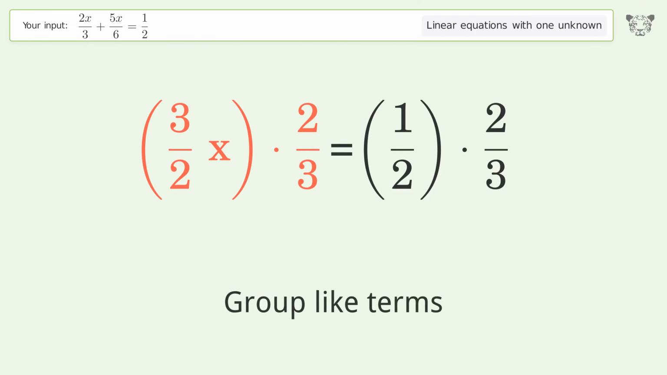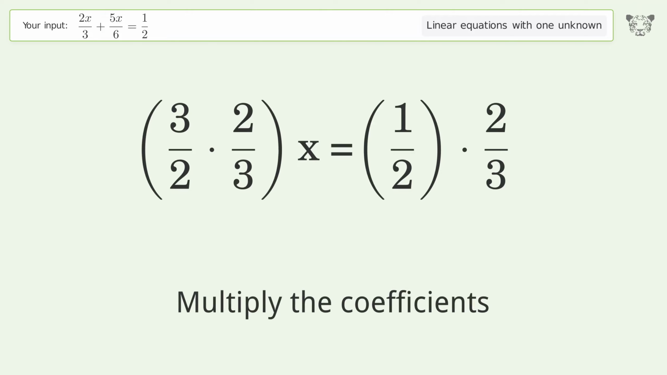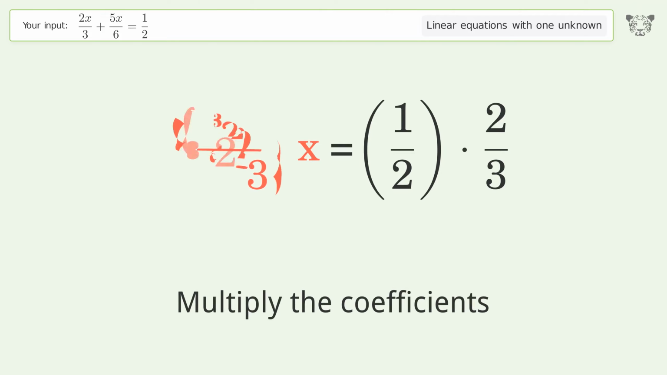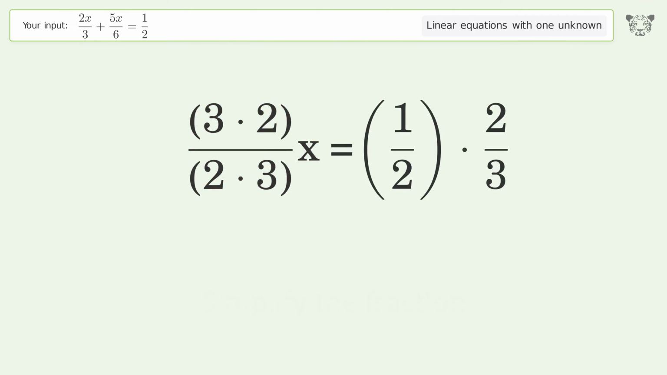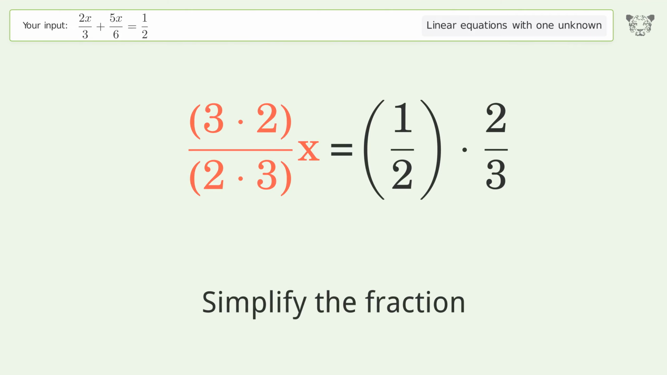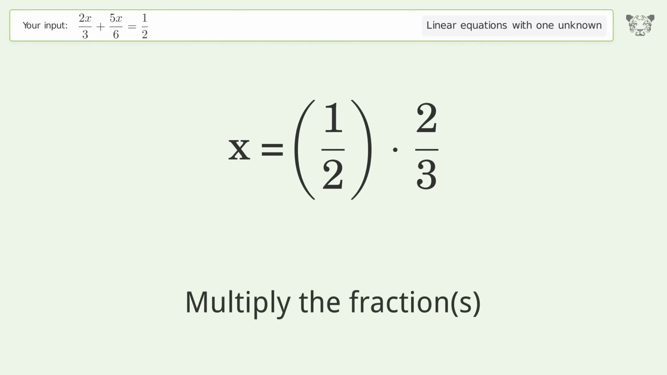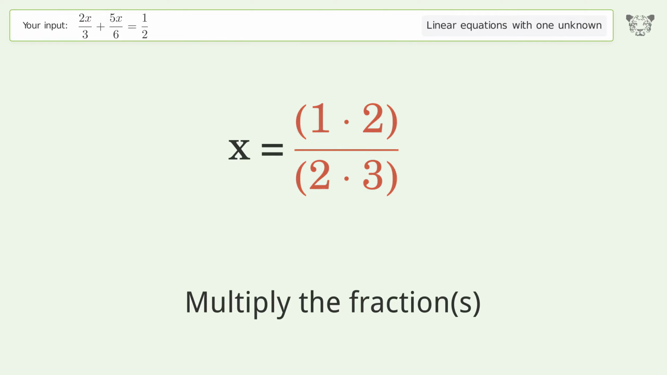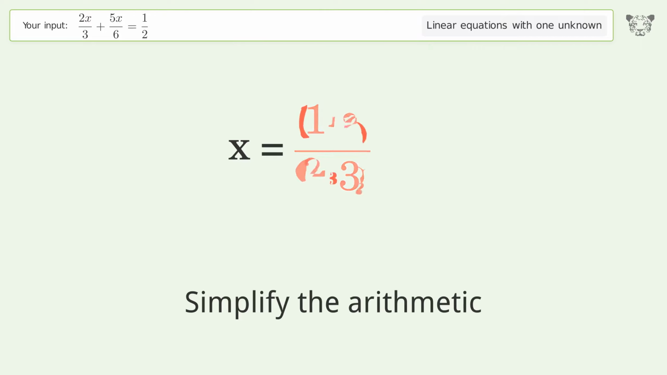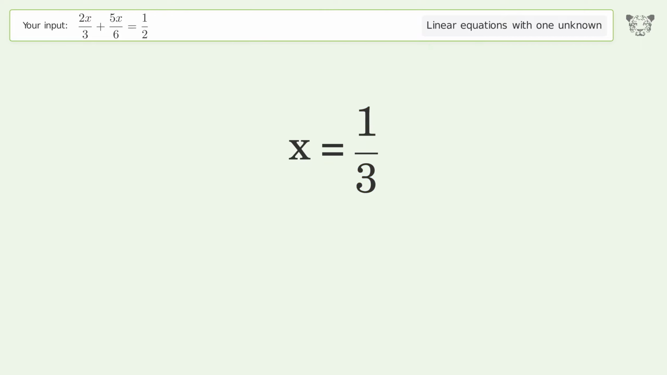Group like terms. Multiply the coefficients. Simplify the fraction. Multiply the fractions. Simplify the arithmetic. And so the final result is x equals 1 over 3.